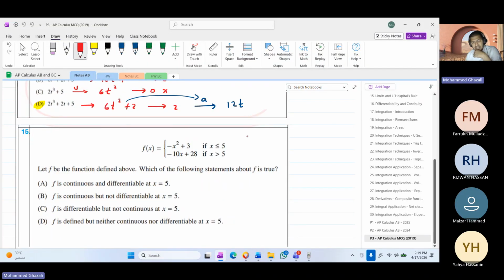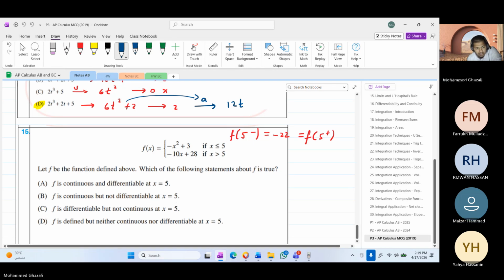Let's substitute 5 from the left. So, negative 5 squared, negative 25 plus 3, which is negative 22. If I substitute 5 from the right, that's negative 50 plus 28, which is also negative 22. So we know it is continuous at 5. That means C and D are wrong.